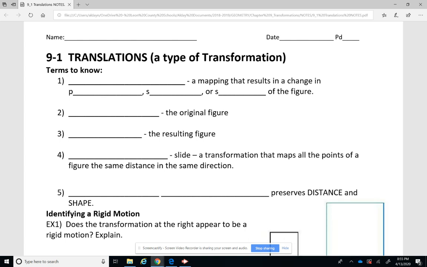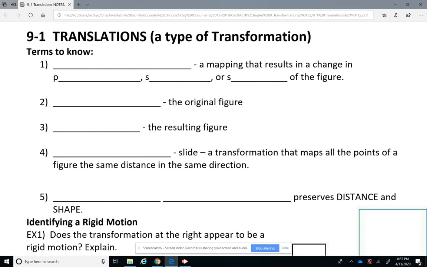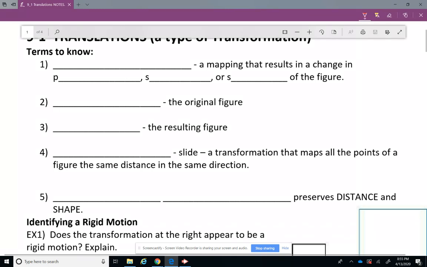We're starting a new chapter. It's going to be chapter 9, transformation. So I'm going to talk a little bit about some terminology that you might need to know. All right, so basically, a transformation of a geometric figure is a function or a mapping that results in a change. All right, so let's write this down.